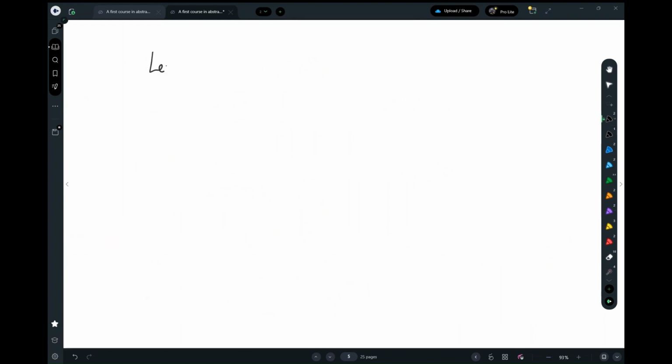First, let me write a lemma. I'm not going to prove this one. If you want, you can see it in Judson's book. There's a proof of this lemma. You can find it in Judson's book.